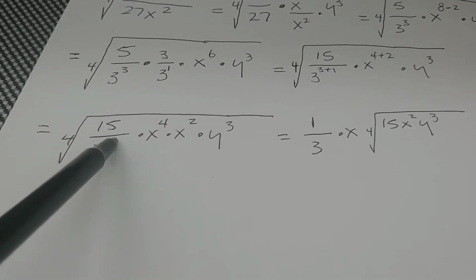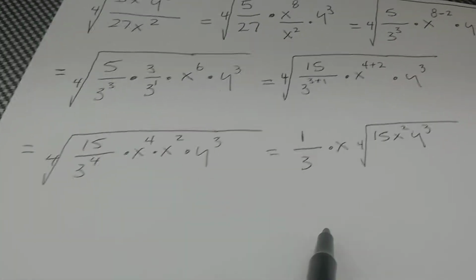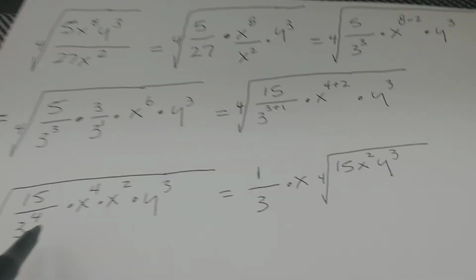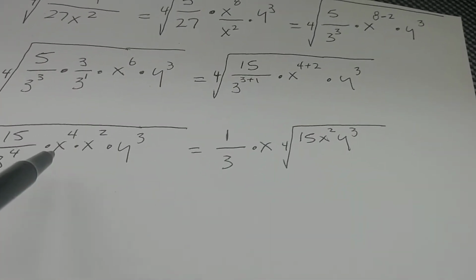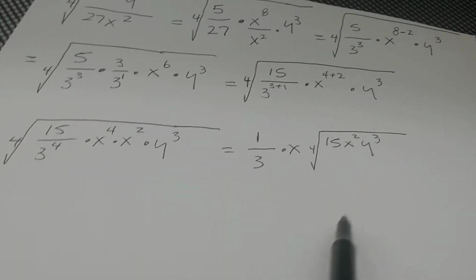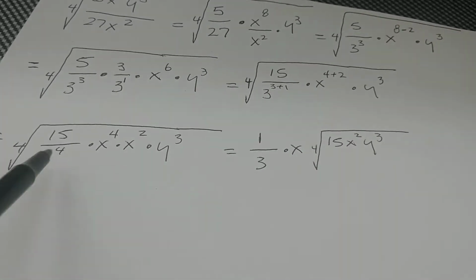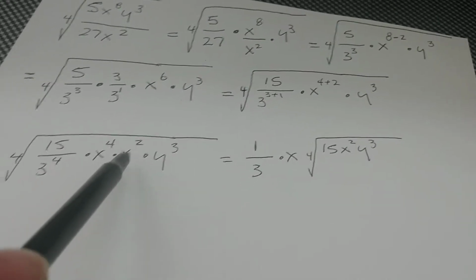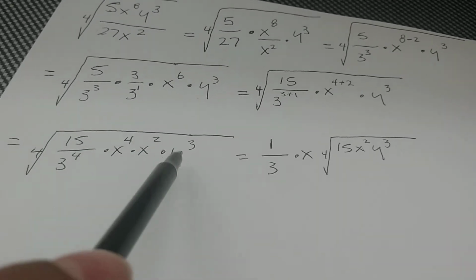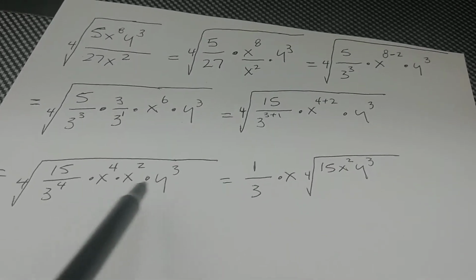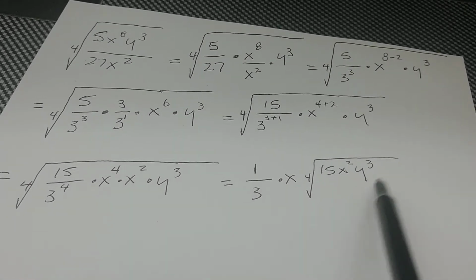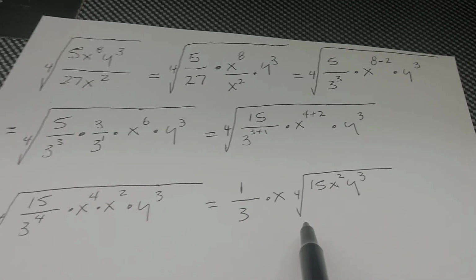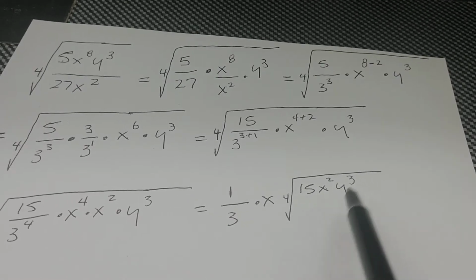But when you pull out 3 to the fourth from under the fourth root, you get 3, because they kind of cancel each other out when you pull it out, right? Times, you got to pull out the x to the fourth, so when you pull it out, you get x to the 1, because it's to the fourth power under the fourth radical. X squared, you can't do anything with it because it's less than 4, so it's going to stay under the radical, and same with y cubed. So you get x over 3 times the fourth root of 15x squared y cubed.